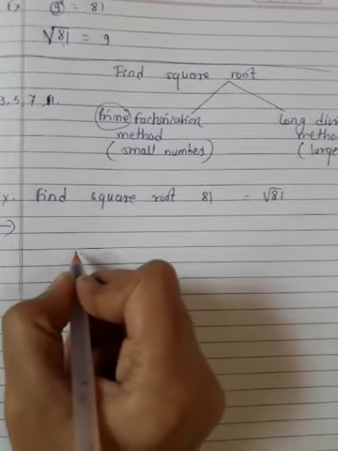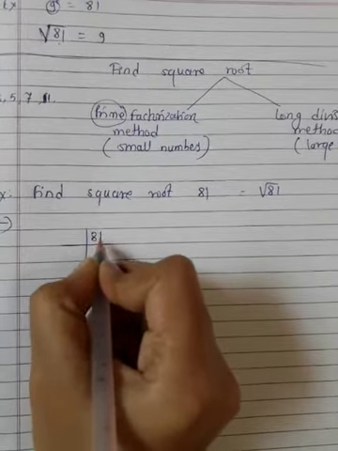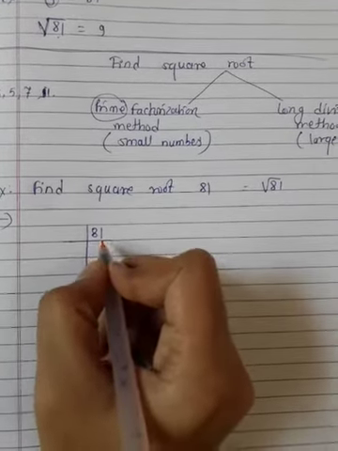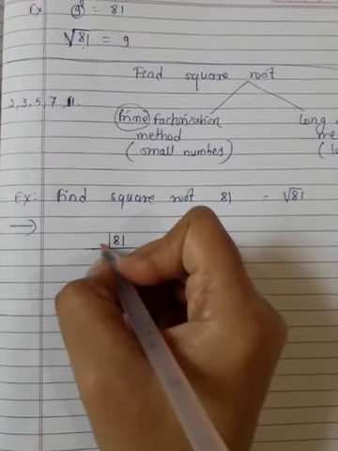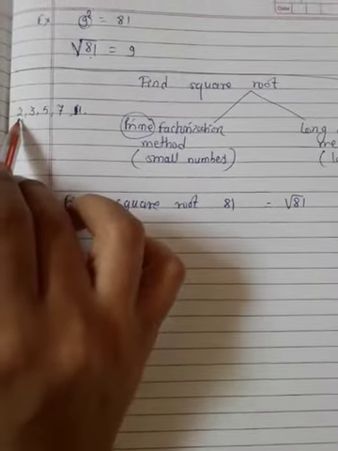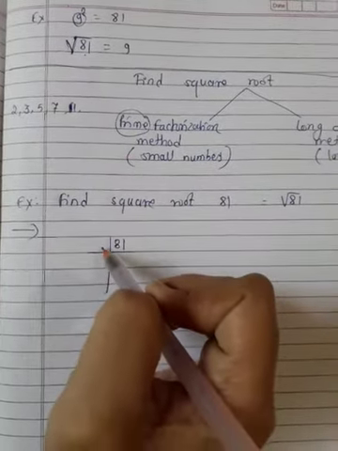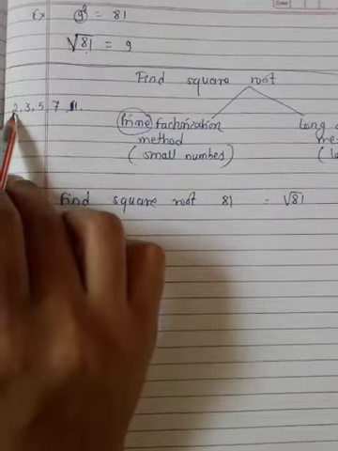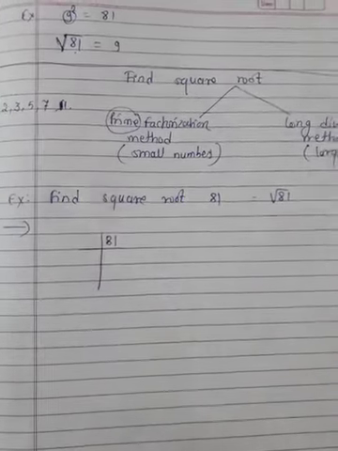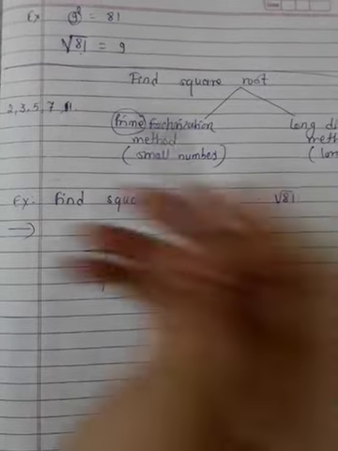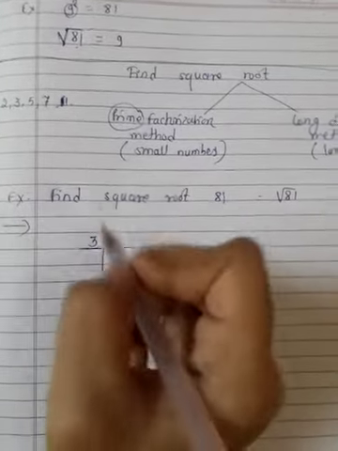See, step by step. First of all, draw two lines and write 81 here. We have to find the square root of 81, so write 81 here. Now divide this 81 by prime numbers. We know the prime numbers are 2, 3, 5 and so on. So see which number divides 81. We know 3 divides 81. Here, 2 does not divide 81, but 3 divides 81.